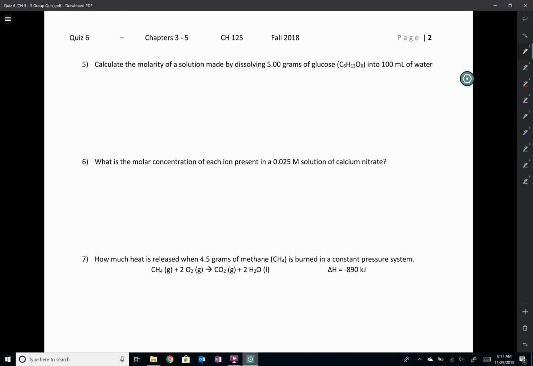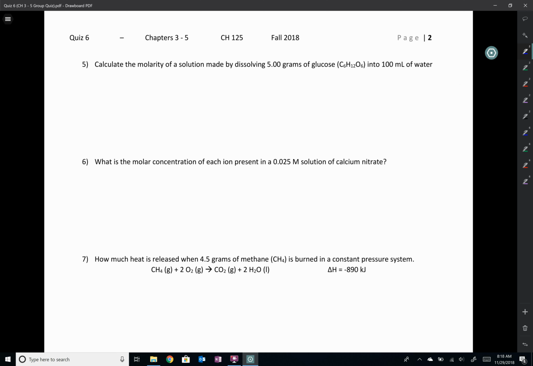Okay, let's look at page 2 of quiz number 6 from General Chemistry 1 from fall of 2018. So question number 5 is asking about molarity. It says to calculate the molarity of a solution, and it gives us the information that we need there.